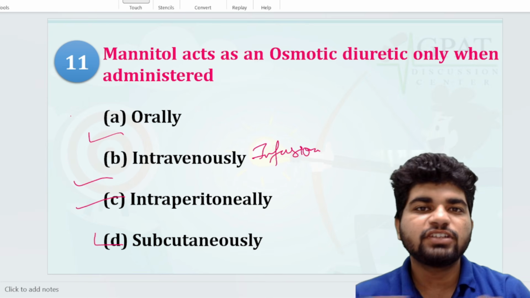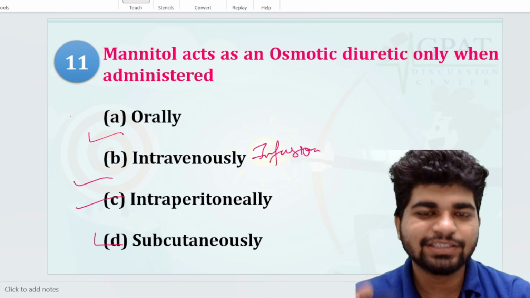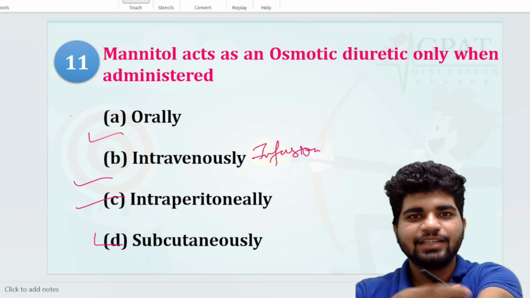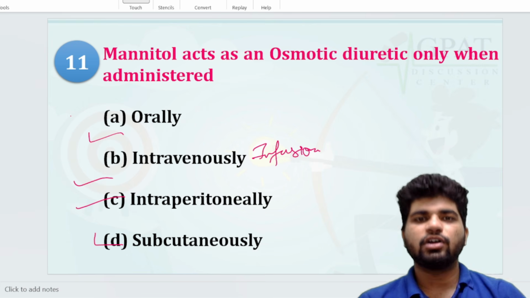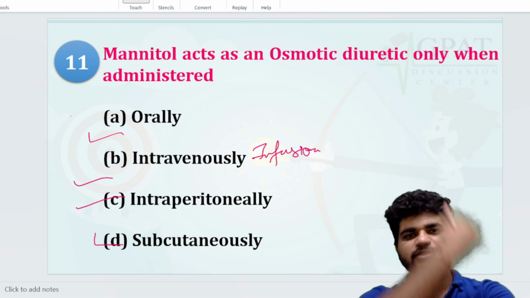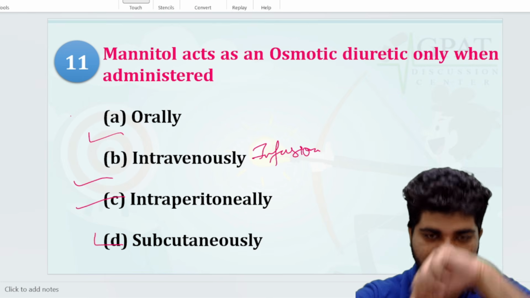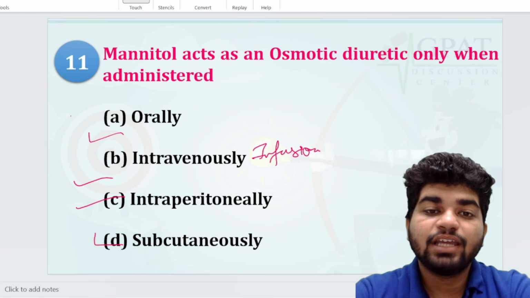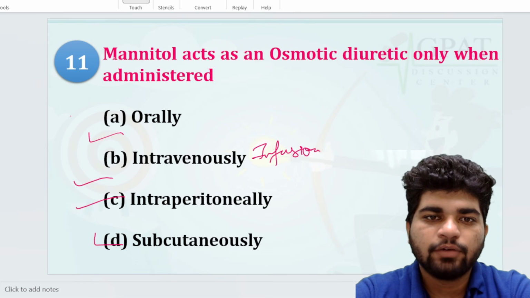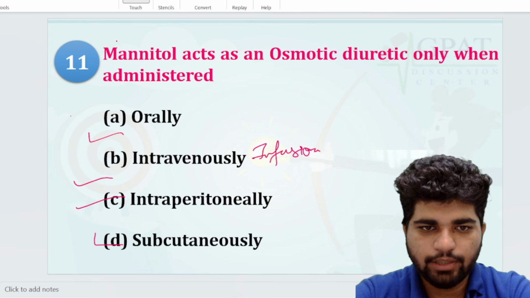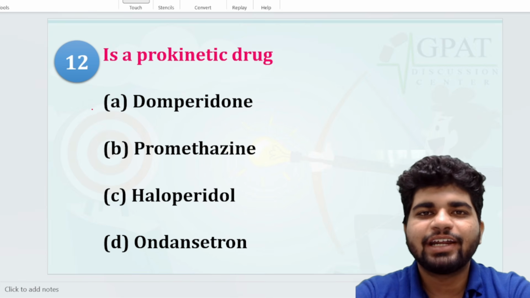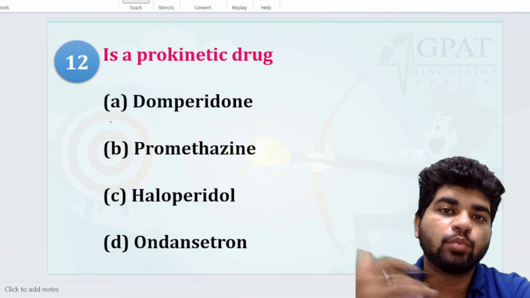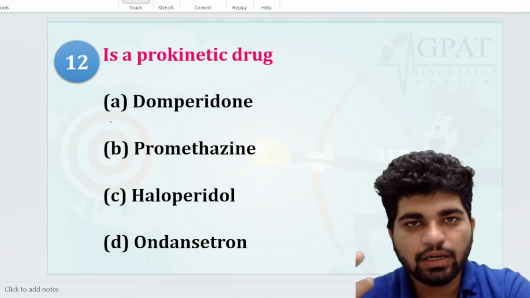What's the difference between infusion and bolus? Bolus is when you give the injection in a single shot, right? But here the patient is lying on a bed and the drip is continuously running. So this intravenous infusion is used for mannitol. Okay. So now, dash is a prokinetic drug. What is a prokinetic drug? A prokinetic drug means one that is going to increase the motility of your bowel, right?